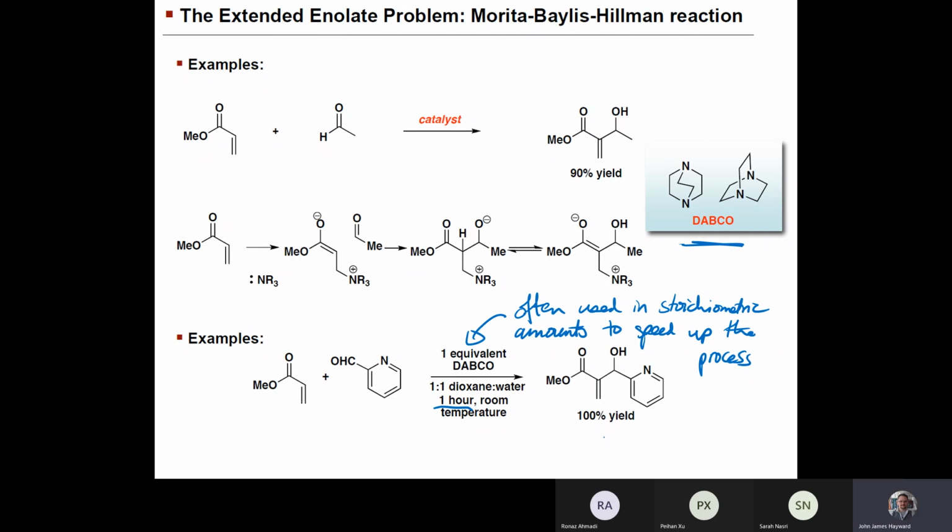Right. So that is the end of the extended enolate problem. And now we're doing relatively good time today, I'm glad to say. Now we're going to go on to a topic that fills a lot of people with horror, and it shouldn't, and that is radical chemistry.